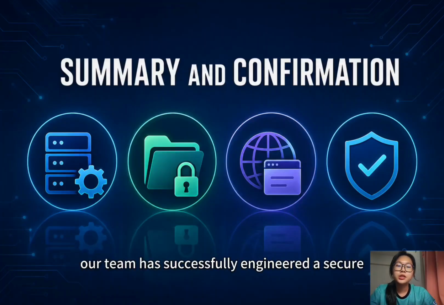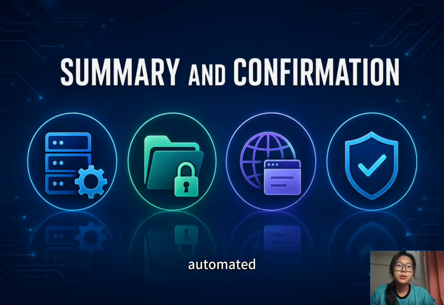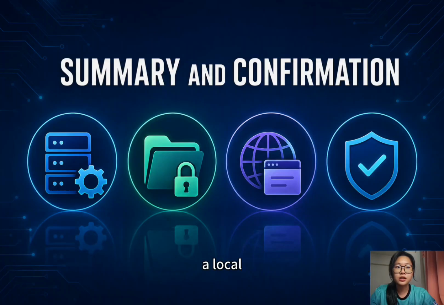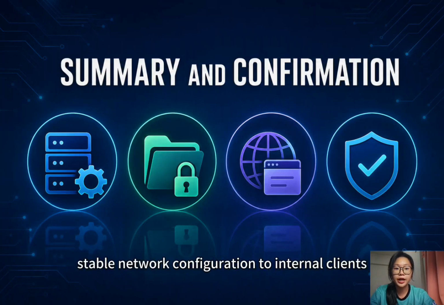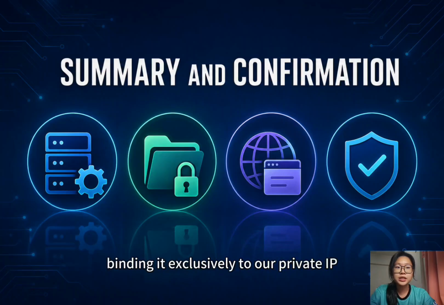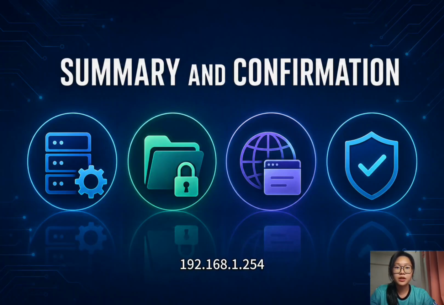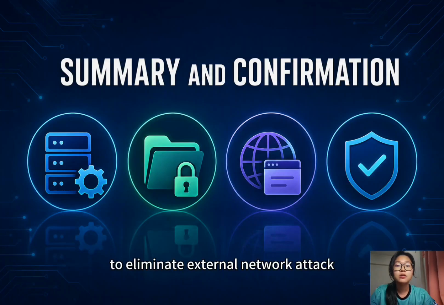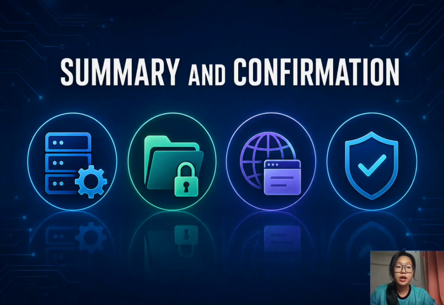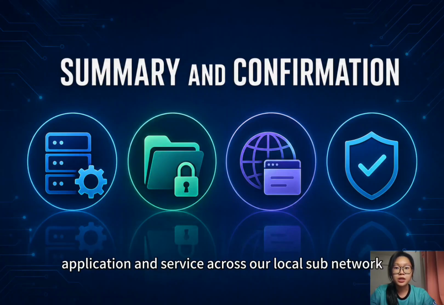To summarize, our team has successfully engineered a circuit-automated internal network environment by developing 3 core pillars. First is network automation. We implemented a DHCP server that dynamically allocates stable network configuration to internal clients. Next is hardened file transfer. We configured an isolated SFTP service binding it exclusively to our private IP 192.168.1.254 to eliminate external network attack. Last one is web infrastructure. We host an internal web server to reliably deliver applications and services across our local subnetwork.